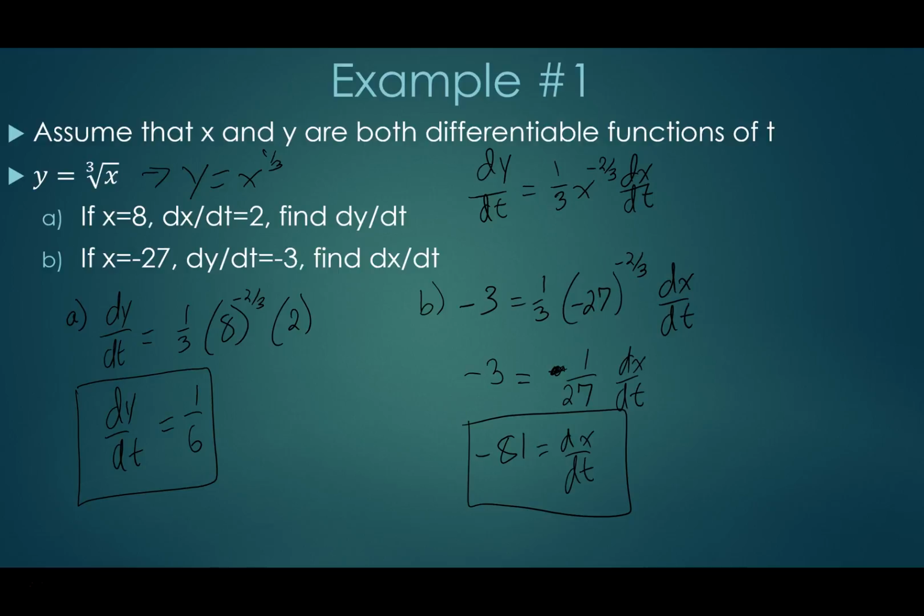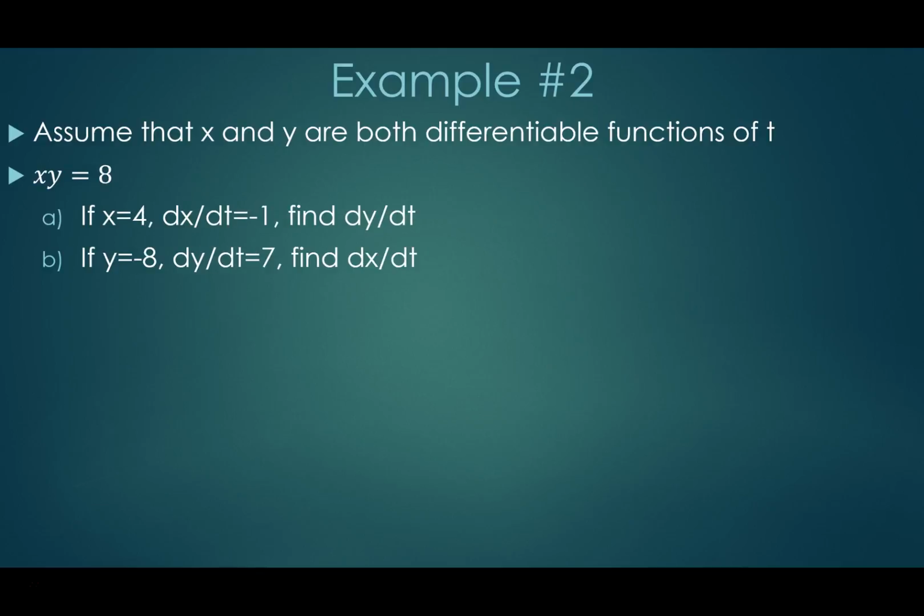So the hard part really is making sure you get the derivative correctly. Derivative of y is dy/dt. Derivative of x to the 1/3 is 1/3 x to the negative 2/3 dx/dt. From there, you're just plugging in and solving the problem. So you can do the same thing for example number 2: xy equals 8. You are going to take the derivative to set up the equation, and then solve for each particular case. So go ahead and work that out. Make sure you pause the video so you don't see what I'm going to do next, and then once you are done, unpause it, and we'll see how you did.